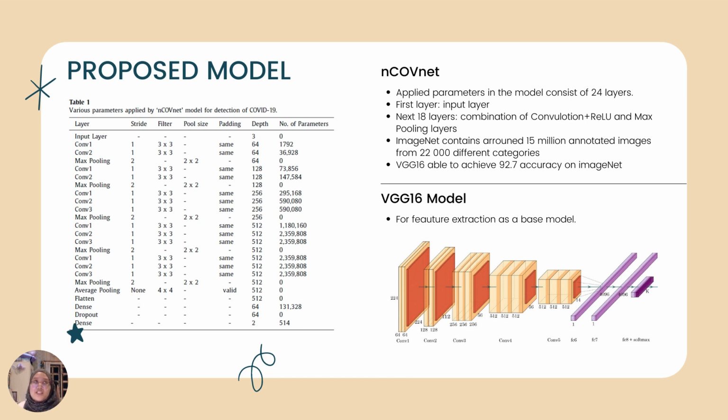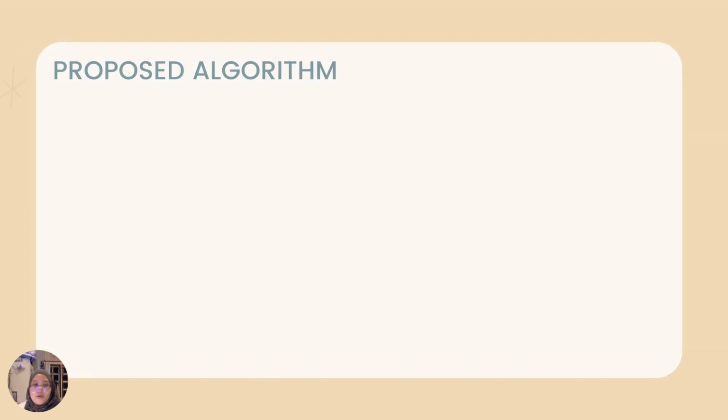As I display in the slide, ImageNet contains around 50 million annotated images from 22 different categories. The VGG16 model is used in this application, as shown in the figures below, for feature extraction as a base model. So next is the proposed algorithm.